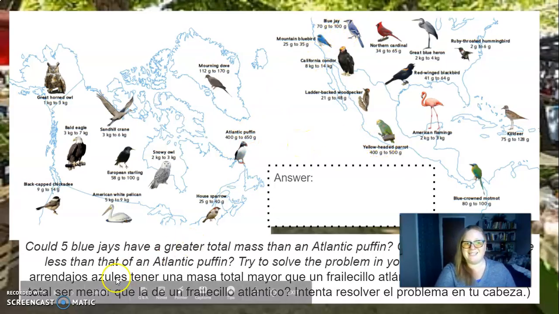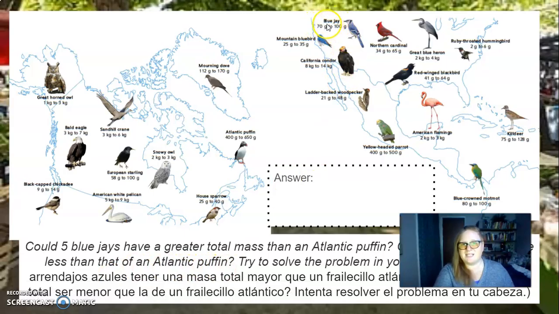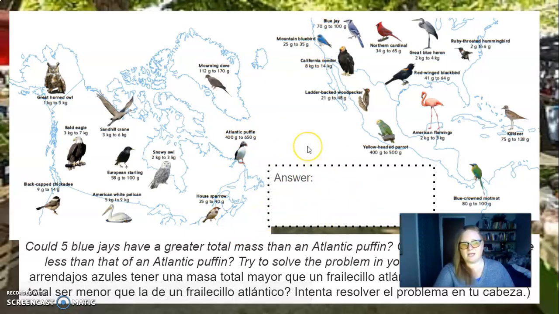Could their total mass be less than that of an Atlantic puffin? So maybe go towards the smaller number. And you're still doing 5, so you would do 5 times this in order to see if it is less than this or less than the less. Try to solve the problem in your head and then put your answer in this box.